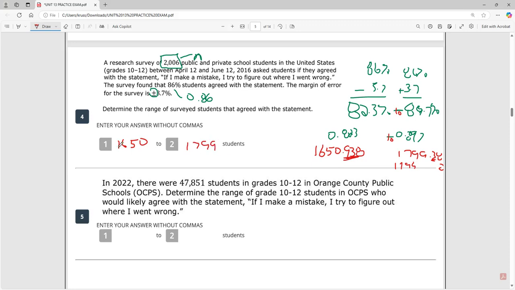1799 students. So that is the range based upon my margin of error of 2,006 people. And the median of that was 86%. Okay. All right.